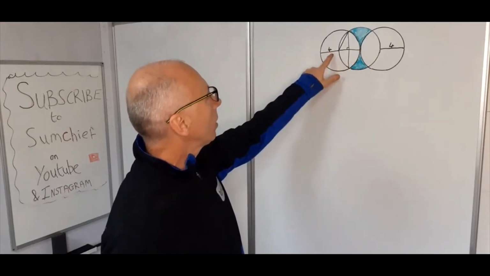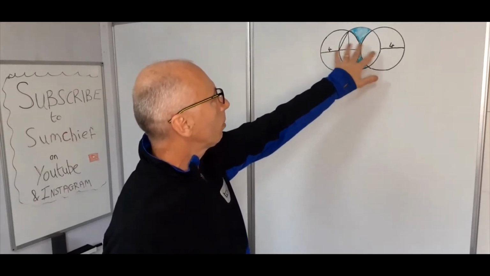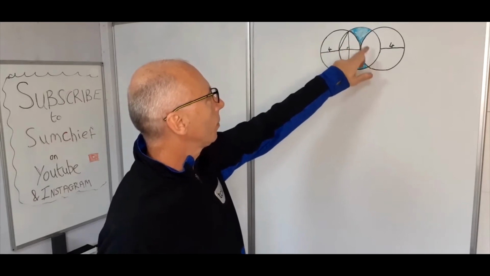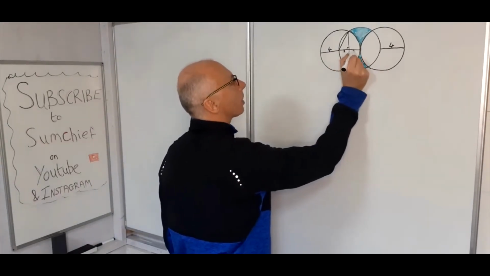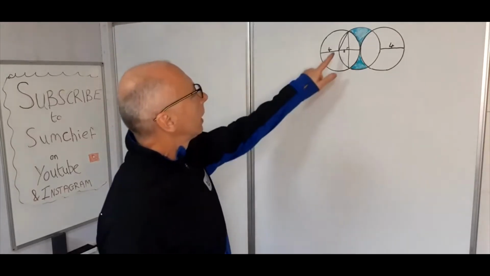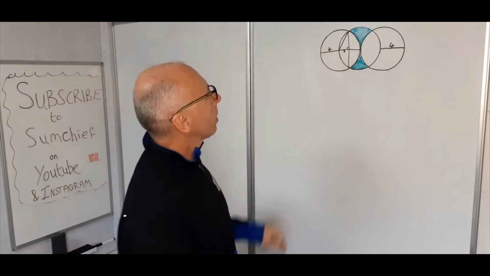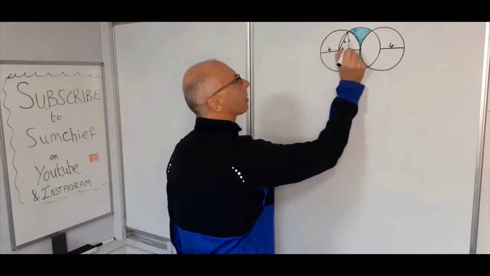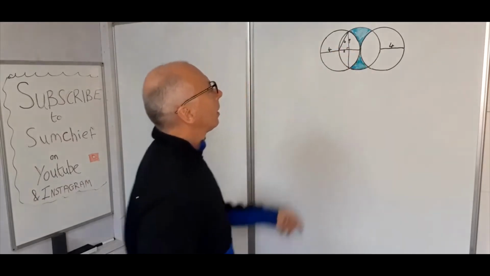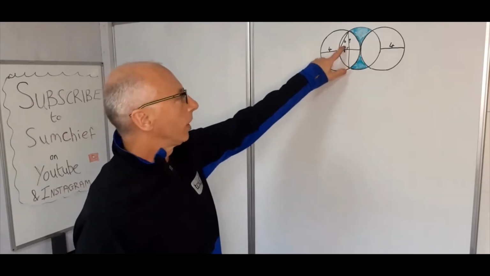So as this radius is 4 and these are equally spaced half sides of the circle, we'll know that each one of these is 2, so this will be 2 here as well. And as this is a radius, that's also going to be 4. So if we can find out this side here, we can then work out what the area of the triangle is.